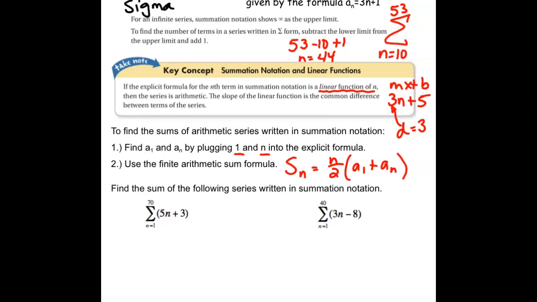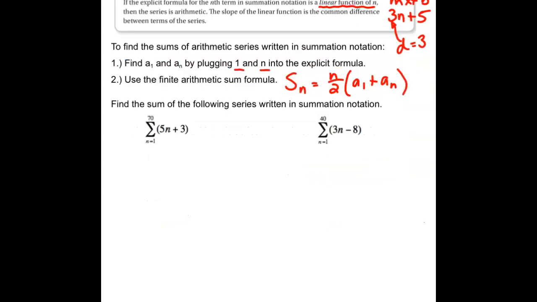All right, so let's look at our first example here. It says we are going from n equals 1, it's a little blurry, up to 70. So we're counting from 1 to 70, that's 70 numbers. So we are looking for the sum of 70 numbers. Then we need to know our first and our last numbers.